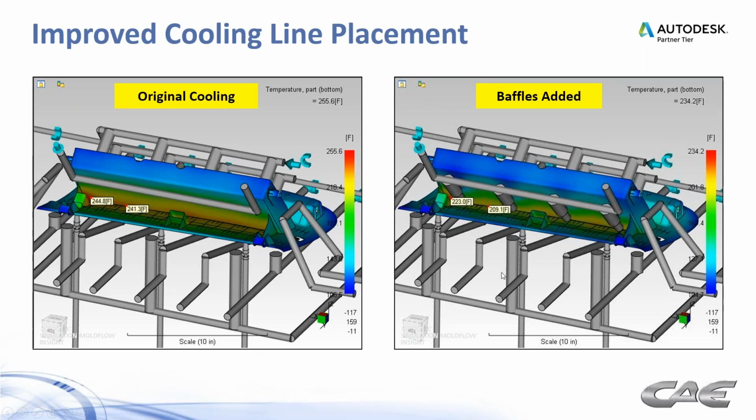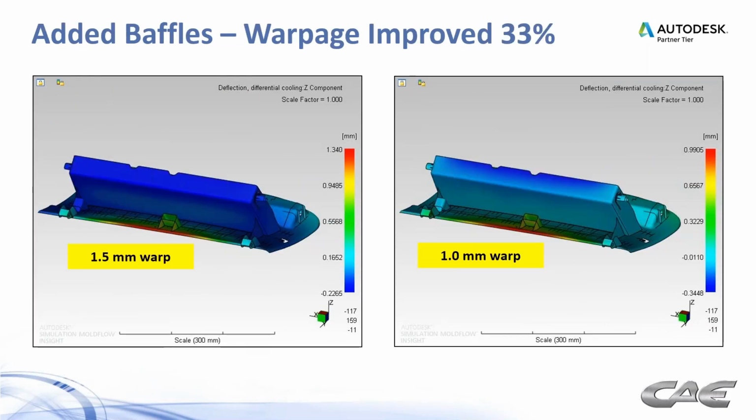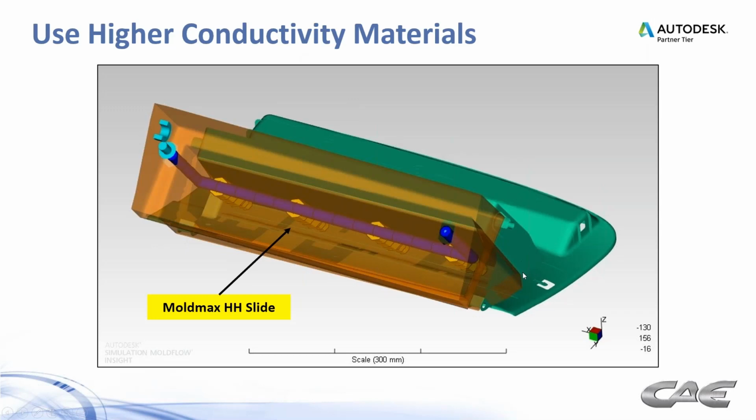So we see some improvement. That's great, but it's still a temperature that's too high, and we want to try to improve on that. So we look at the warp. We see maybe 1.5 millimeters of warp here. We add the baffles, got it down to 1 millimeter, but we need to get it even better than that. So we improved by 33%. Let's see if we can get that even better.